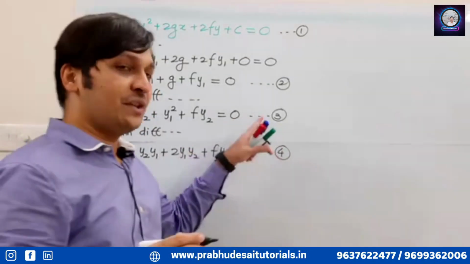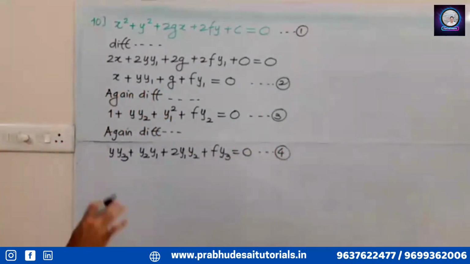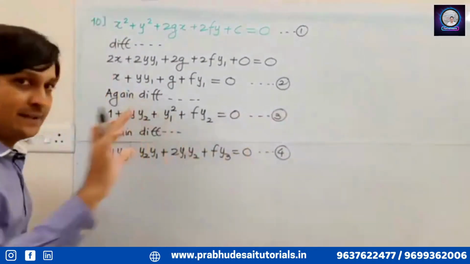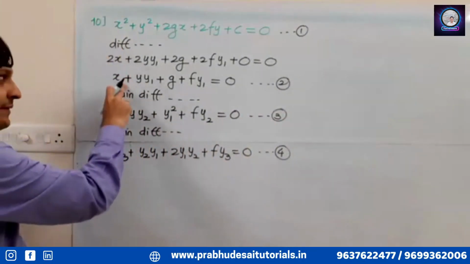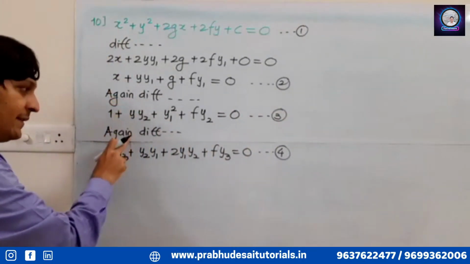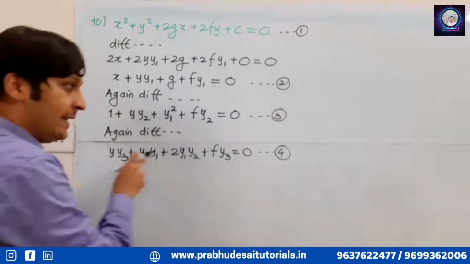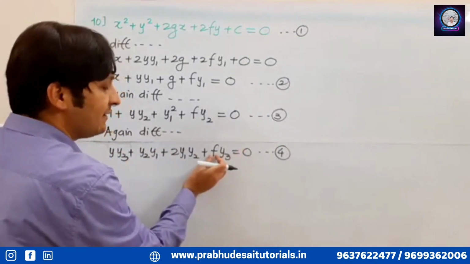After getting number 3 and 4, I will go for the solution of these two. But derivative number 1, derivative number 2, derivative number 3. I got 3 derivatives, but still this constant is there.